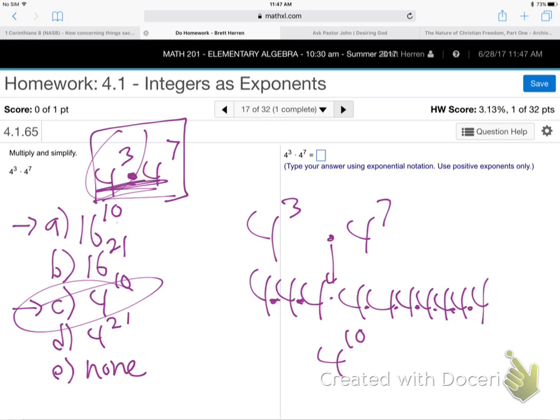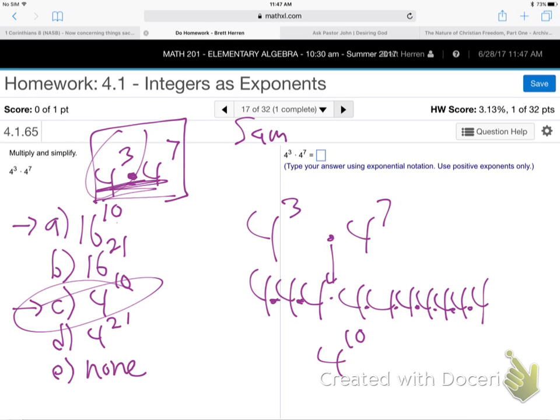I don't care how it feels. You know it's not true, right? Because this is what's true, right? So the rule we see is if you have same bases, you add the powers. You do not multiply the bases. You don't go 4 times 4 is 16. No matter how it feels. It ain't true, right? That make sense?